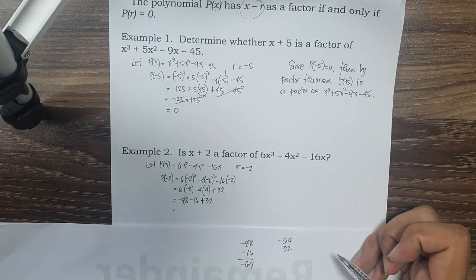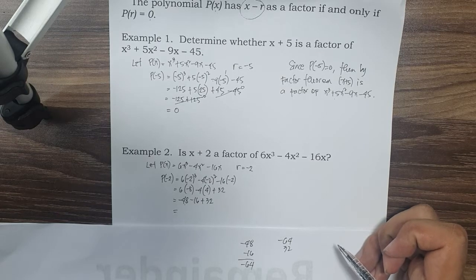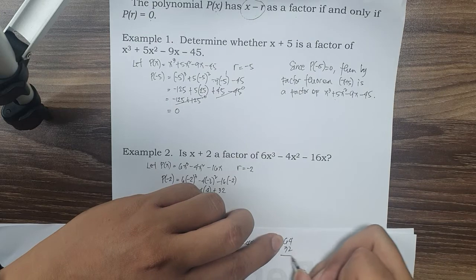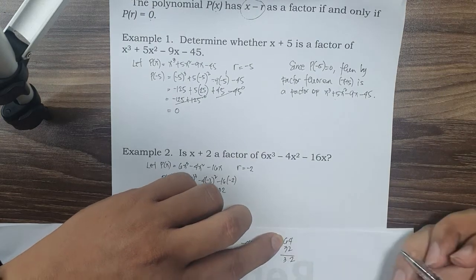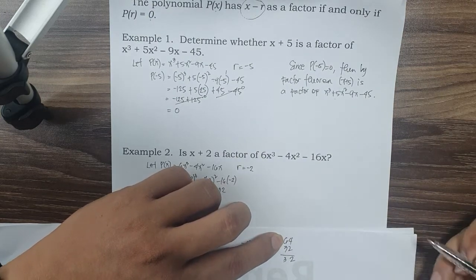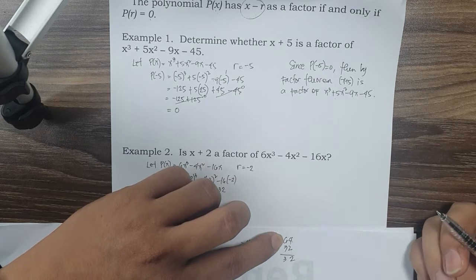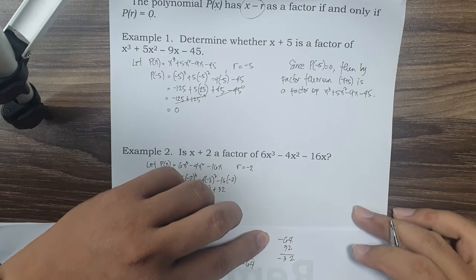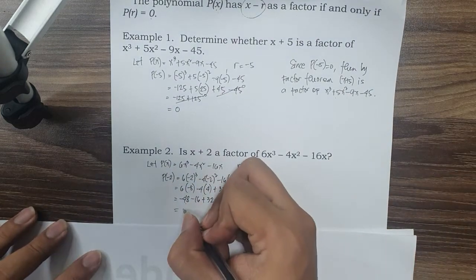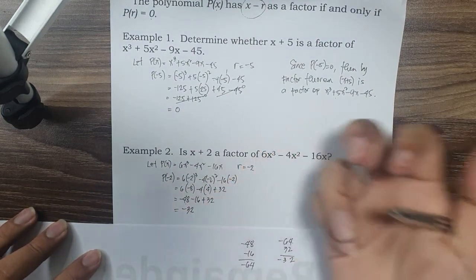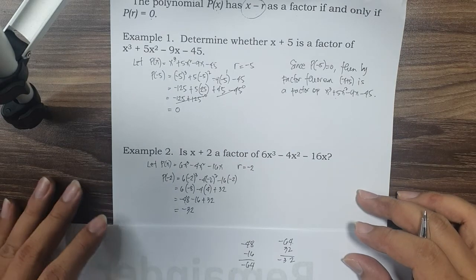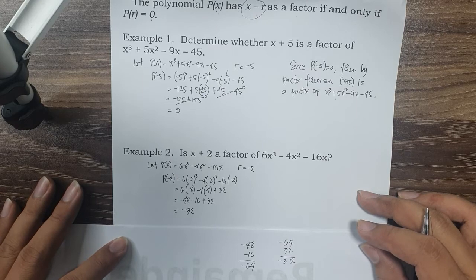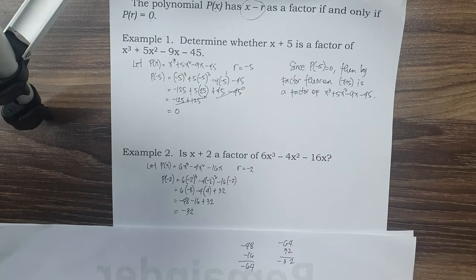Magkaiba ulit ng sign. Di ba pag magkaiba ng sign, anong gagawin? You subtract. Kunyari, walang negative. Subtract 64 and 32. Tama ba? And then, sino mas malaki? 64 or 32? Si 64, anong sign ni 64? Negative. So, this is negative 32. So, anong final answer dito? Negative 32. Okay, negative 32. Tama ba? Baka mali ako.